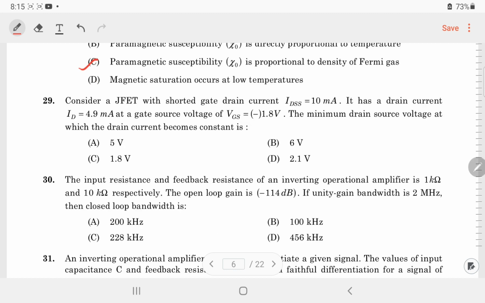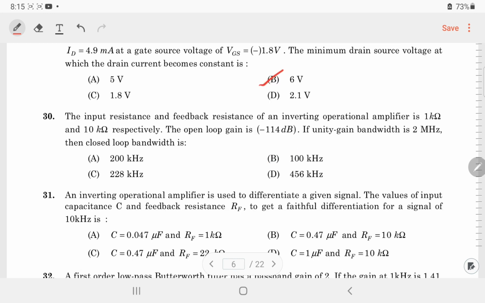Next question. The answer is option B, that is 6 volt. Next question. The input resistance and feedback resistance of an inverting operational amplifier is 1 kilo ohm and 10 kilo ohm respectively. The open loop gain is given, that is minus 114 decibel. If unity gain bandwidth is 2 MHz, then closed loop bandwidth is. The answer is option A, that is 200 kHz.